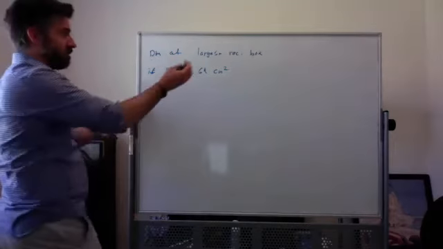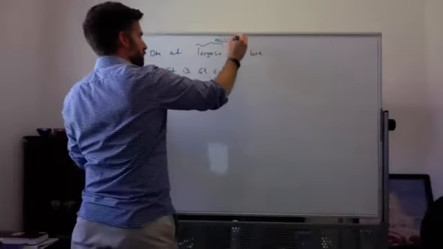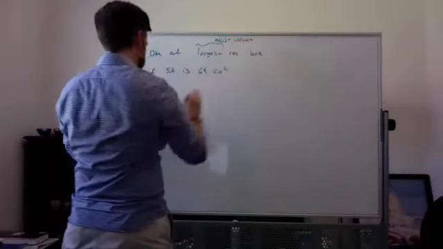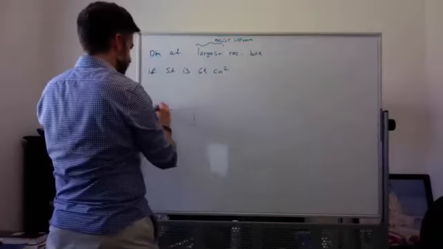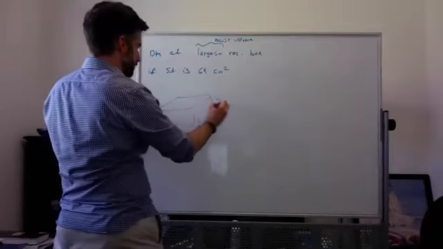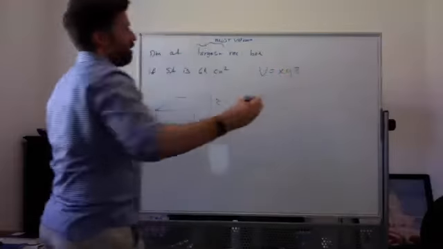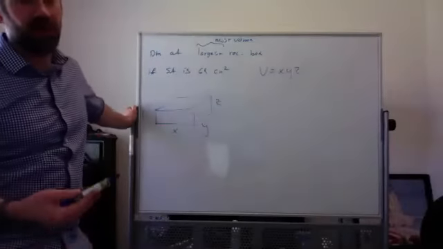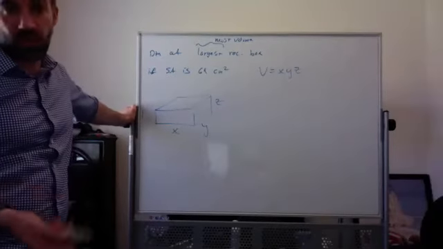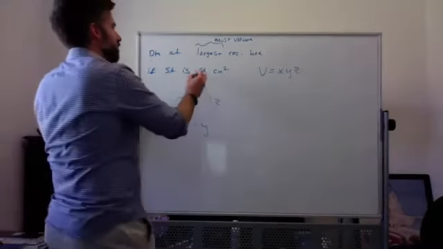So I want to find the largest box, meaning I want the most volume. If I have a box that looks like this, this is x, this is y, this is z, then the volume is just the product. But again, we don't know how to find a max or a min for a function of 3 variables, but we do for 2 variables. So we use this constraint here.